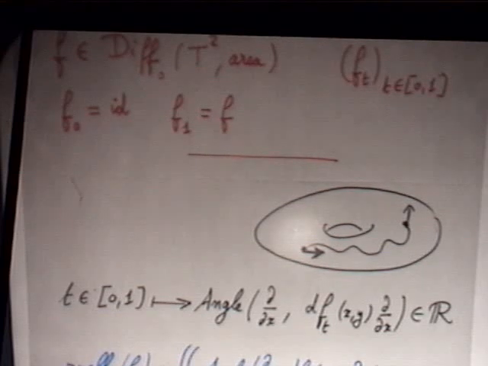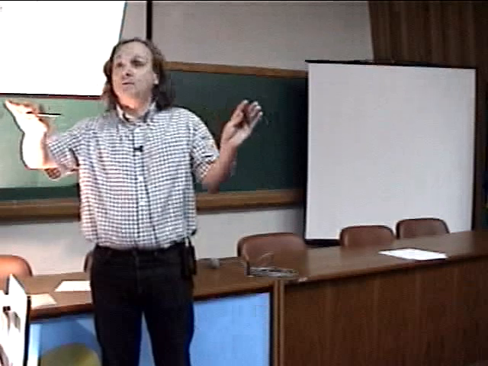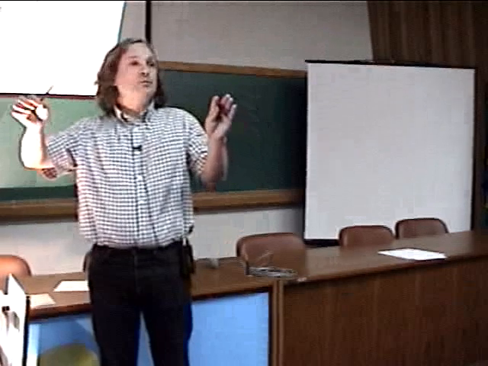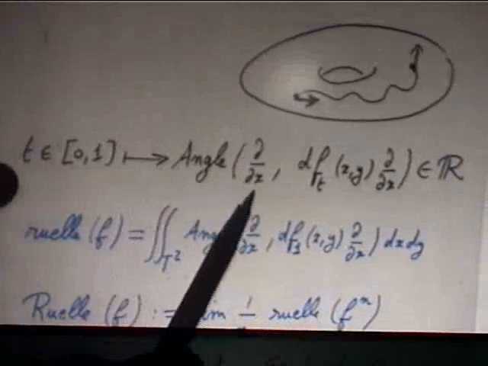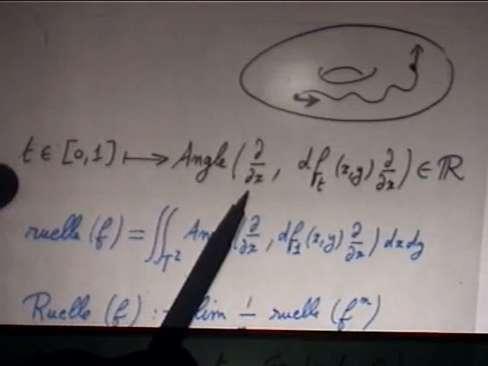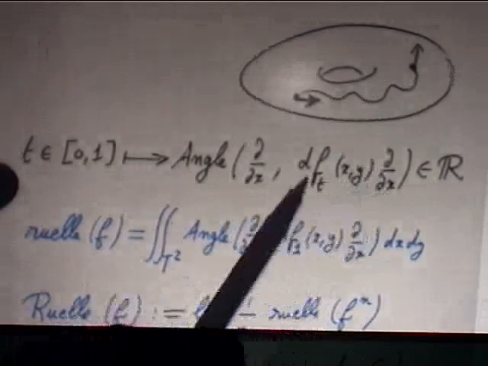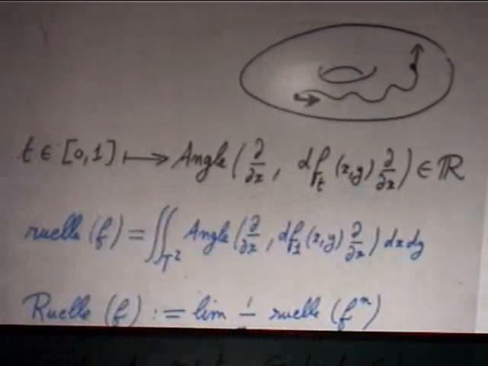Since we are on the torus, the tangent bundle is trivial. So it makes sense to compute angles between two vectors which are not at the same point, because the tangent bundle is trivial, so you can take them back to the original point. So it does make sense to compute the angle between the original vector, let's say d/dx, and its image by the differential of the flow. So you compute the angle of rotation of the differential by the isotopy. You get in this way a number.